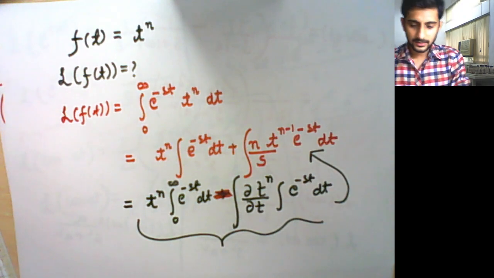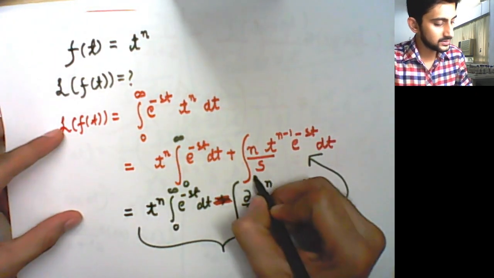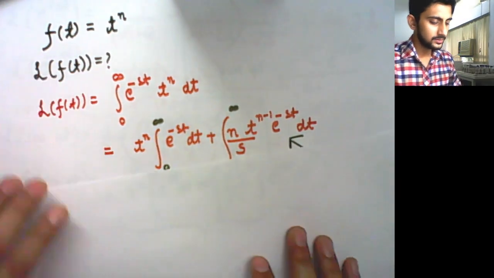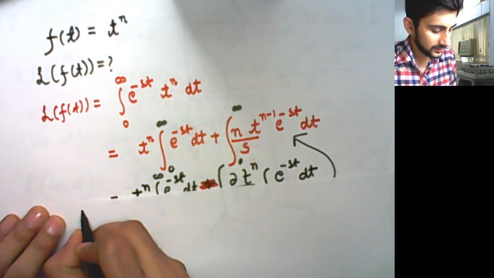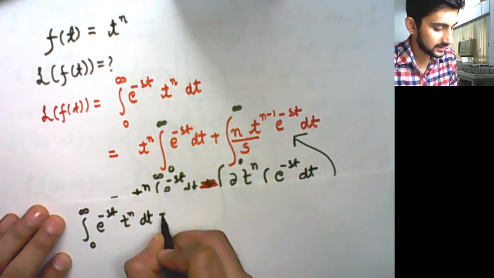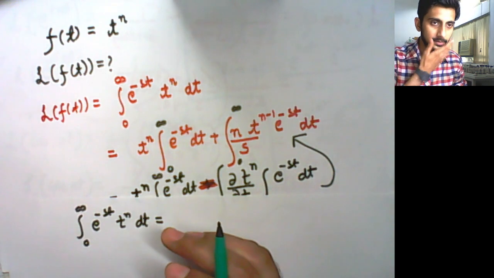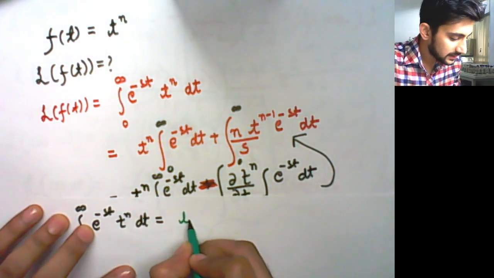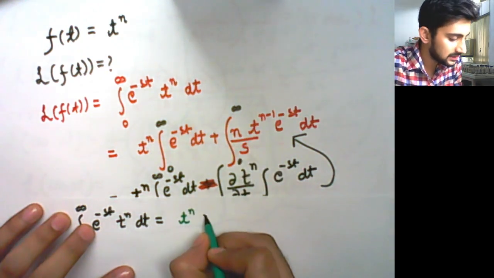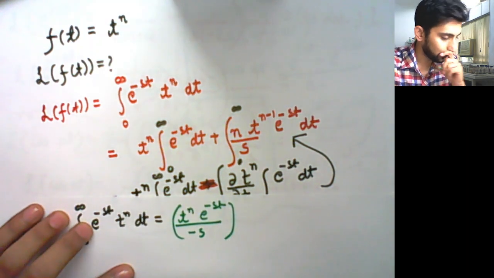After reaching here, you have to further solve it. Like how? This is 0 to infinity, this is also 0 to infinity. So we have to solve it further. Our equation, we are solving 0 to infinity e to the power minus st t raised to the power n dt, and by applying integration by parts, it is t raised to the power n. When you integrate e to the power minus st, it becomes e to the power minus st, but with a minus sign common, like this, minus 1 upon s.